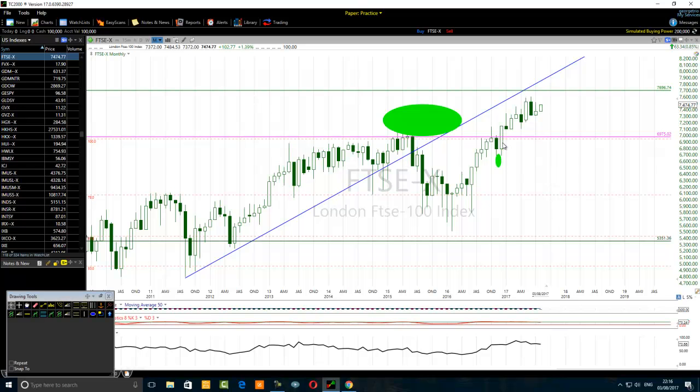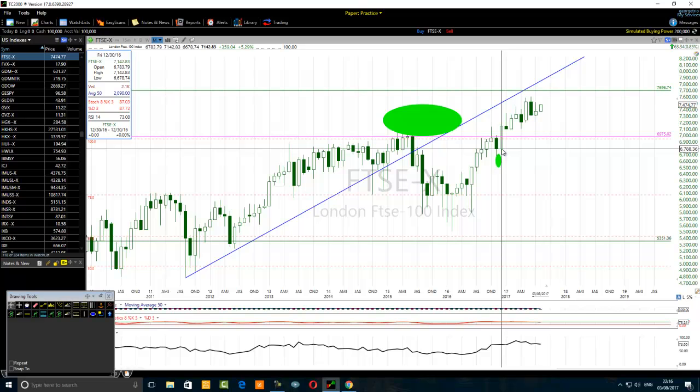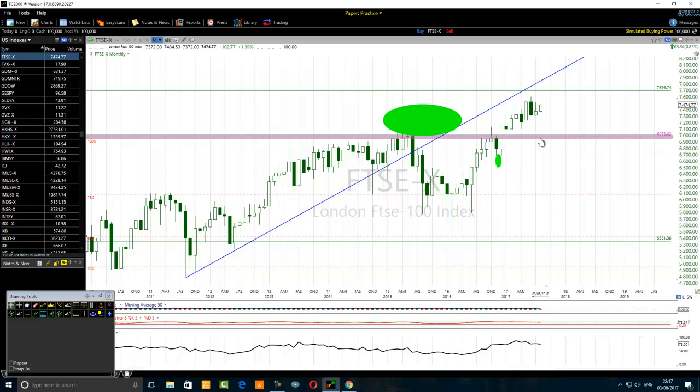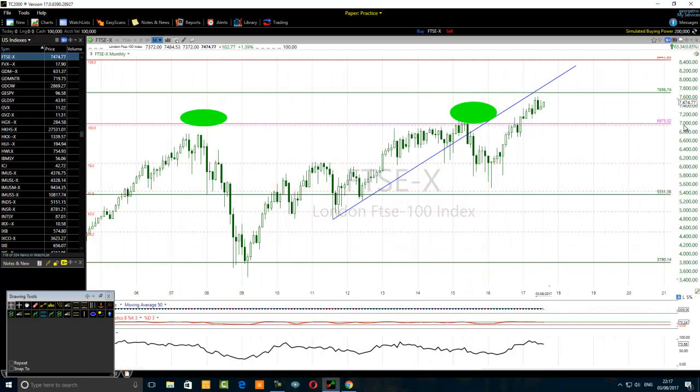And since then, which month? Okay, December 2016, the FTSE 100 did not retest that 7,000 level. So we have a change of market sentiment. In December 2016, the FTSE 100 found support above that significant resistance level at the 7,000 level.